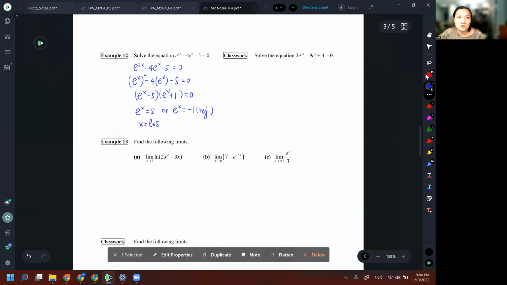Classwork, you do it. You tell me the answer when you're done. You need to find the value of x, not just solving the quadratic equation.